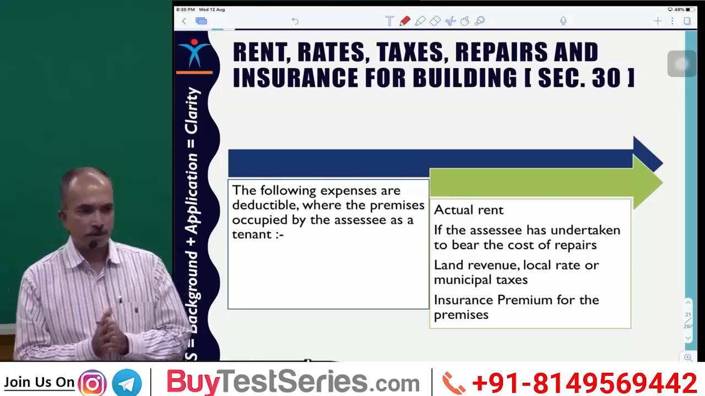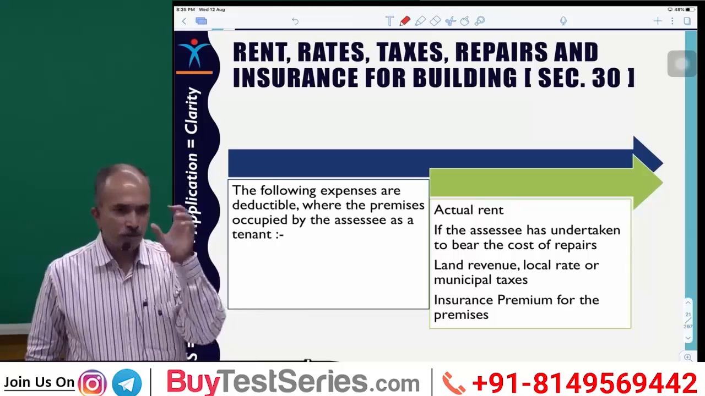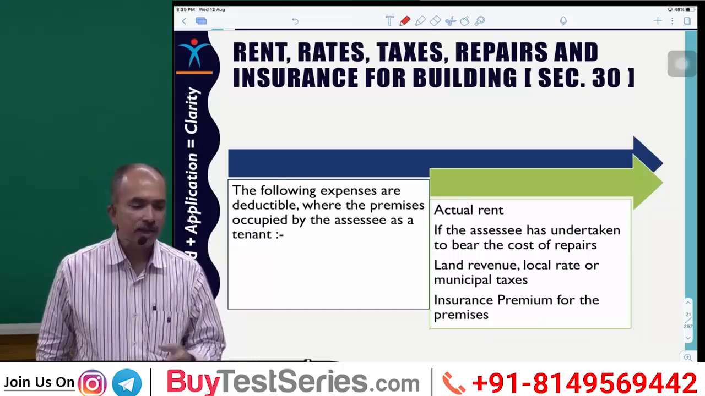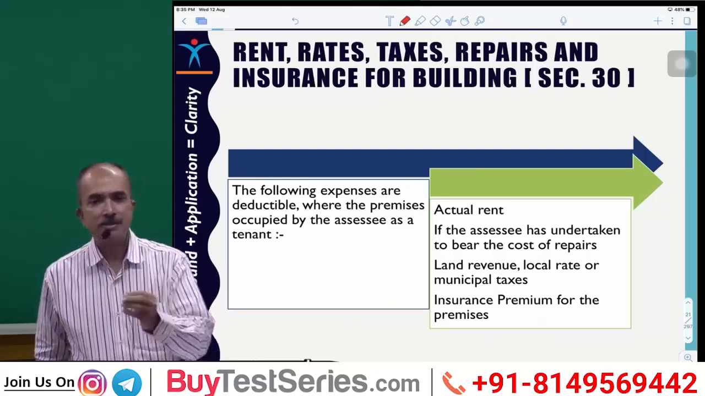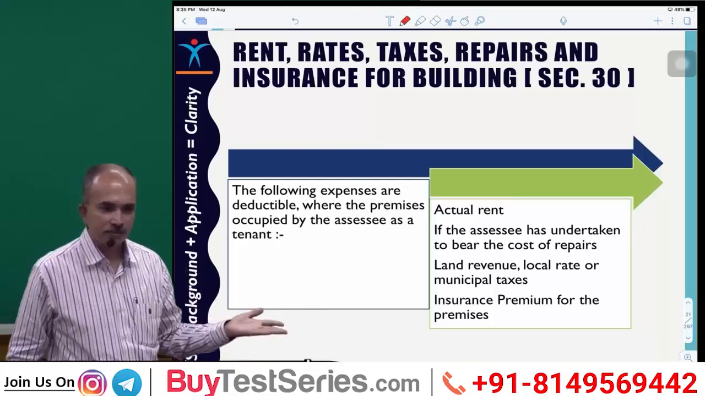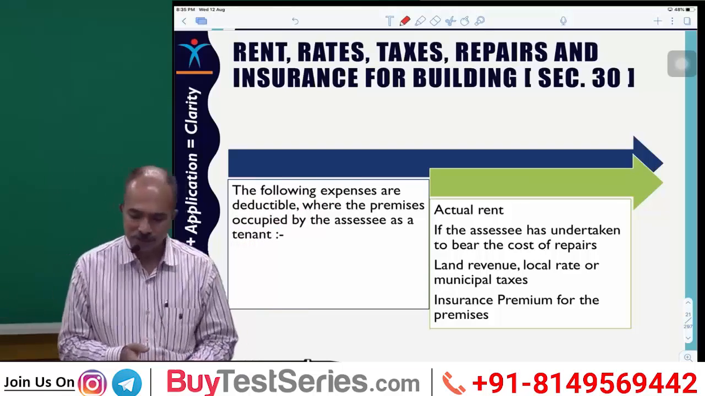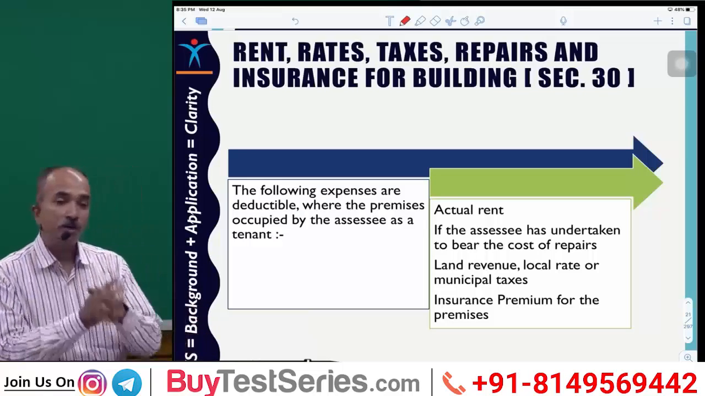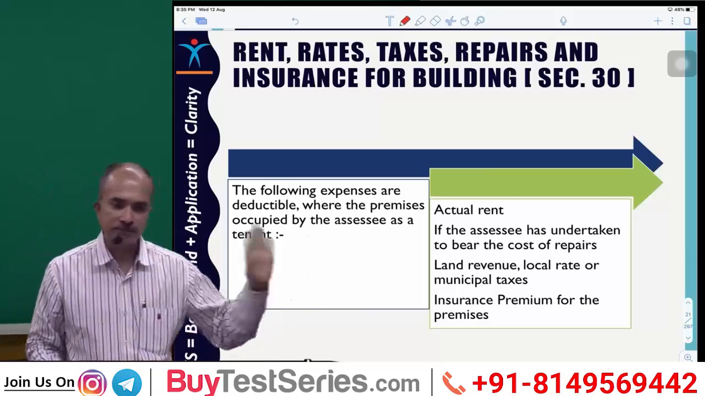Simple question. You are a businessman. You have a shop. This shop premises, all expenses relating to shop premises like rent, repairs, taxes, insurance, can I logically say it's a business expense? Answer is yes. Even if section 30 was not there, I would still say it's a business expense. So, any rent, rates, repairs, taxes, insurance for a building used for your business profession is permissible as a business expenditure.